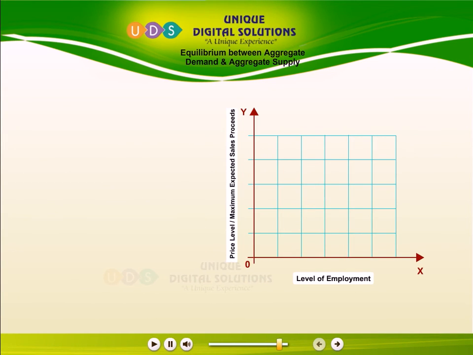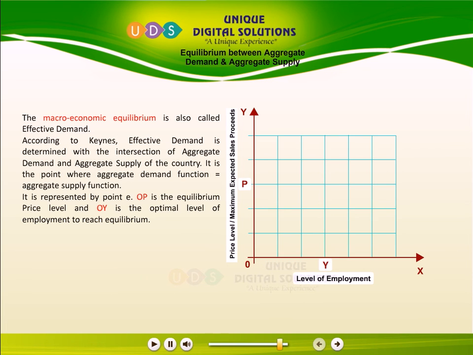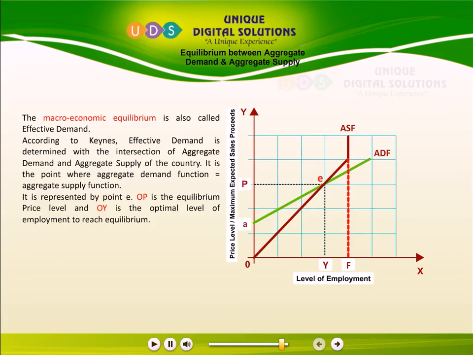The macroeconomic equilibrium is also called effective demand. According to Keynes, effective demand is determined with the intersection of aggregate demand and aggregate supply of the country. It is the point where aggregate demand function is equal to aggregate supply function. It is represented by point E. OP is the equilibrium price level and OY is the optimal level of employment to reach equilibrium.